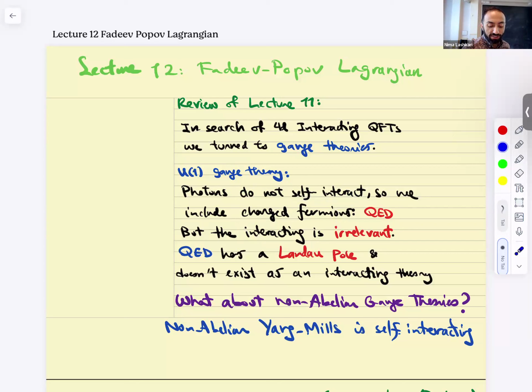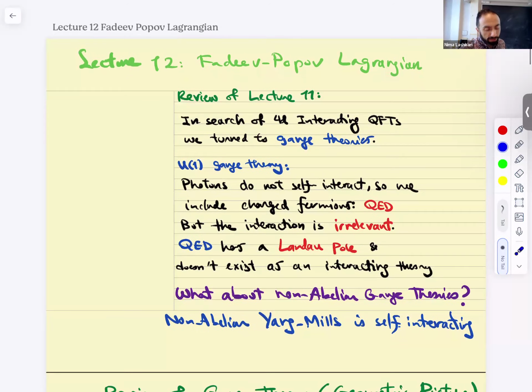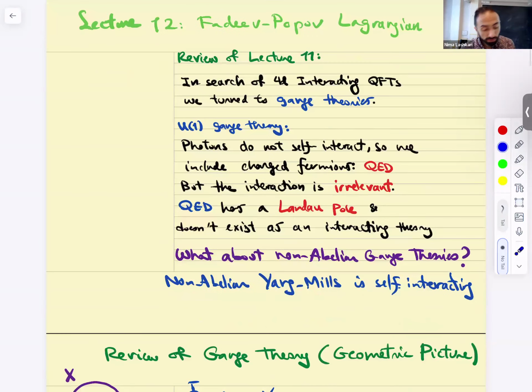But the interaction in QED is irrelevant, as we showed, right? We calculated the one loop beta function, it came out to be positive, and it is irrelevant. QED has a Landau pole, so it doesn't exist as an interacting theory. You remember what Landau pole was? Anyone? It's a scale at which, naively, at some finite UV scale, the coupling is blowing up. But that's not a trustworthy, reliable calculation because you do this in extrapolation to the non-perturbative regime from perturbation theory.